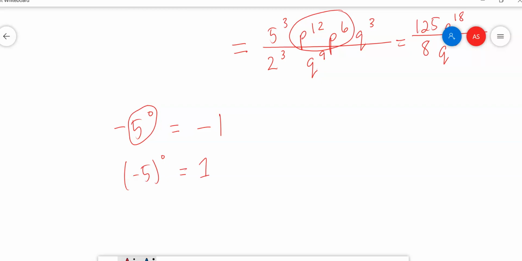Another one, what if I have c to the -3? That's 1 over c to the 3rd. Bring it down to the denominator. If I had 1 over y to the -5, guess what? Move him up. Just y to the 5th.